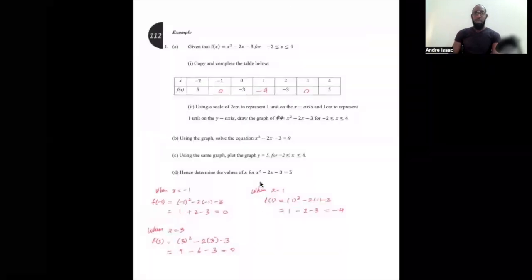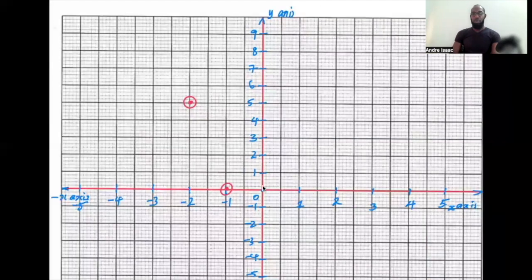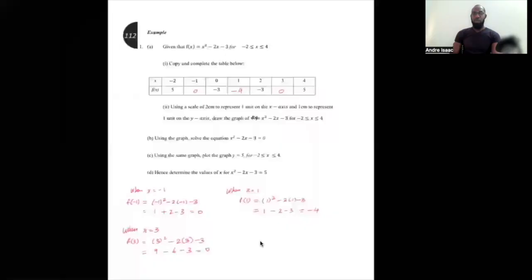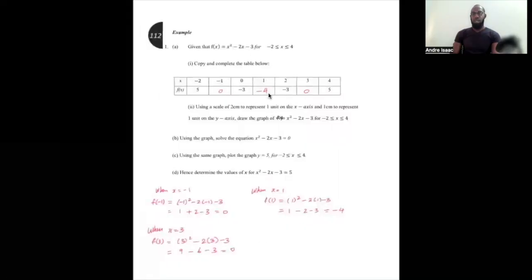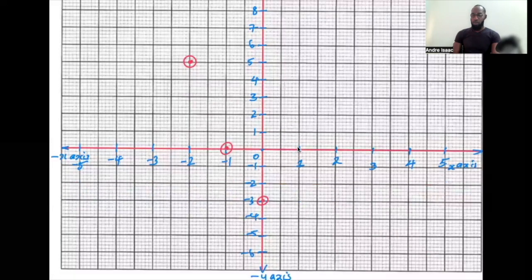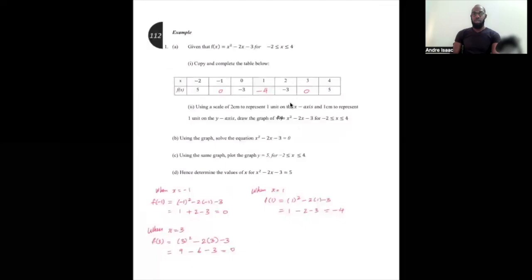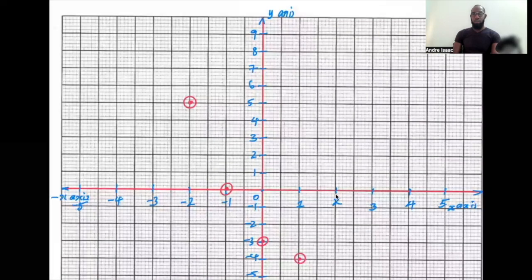Next one. 0, negative 3. So you look for 0 on x, and then we go down to negative 3. Next one is 1, negative 4. So you're looking for 1, and you're going down to negative 4. Right, next one is 2, negative 3. You look for 2, going down to negative 3.